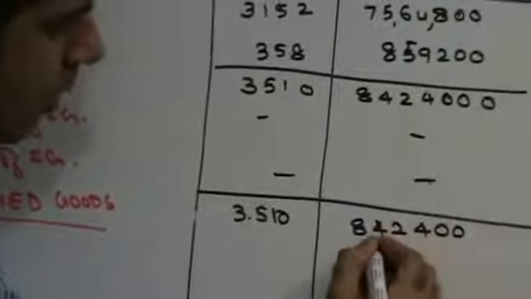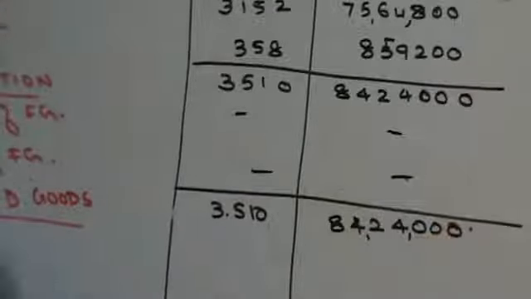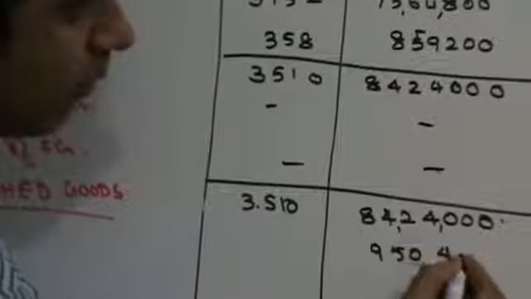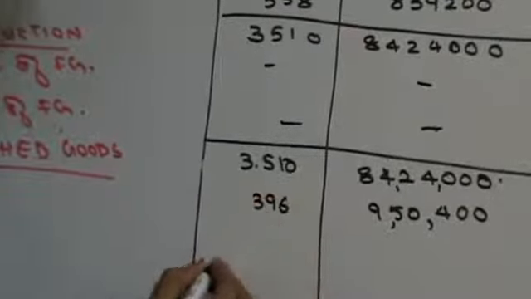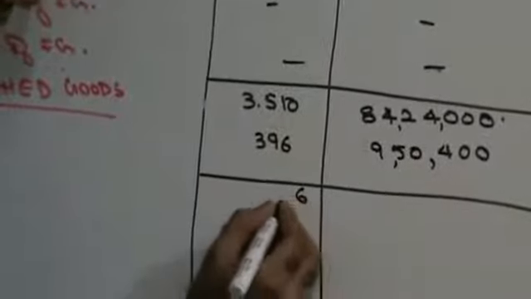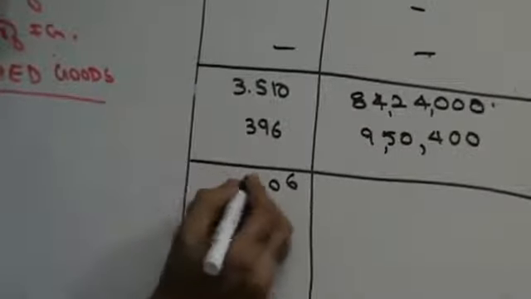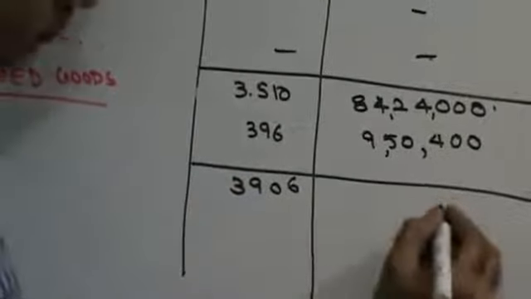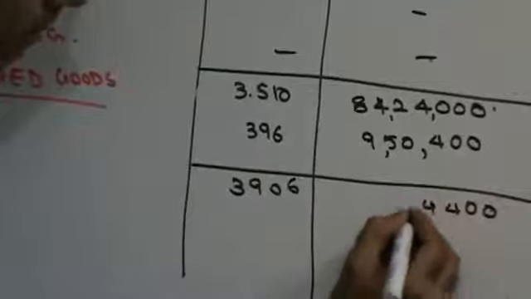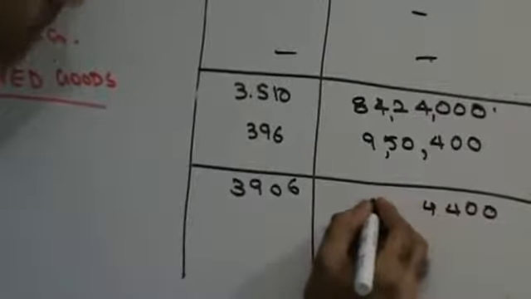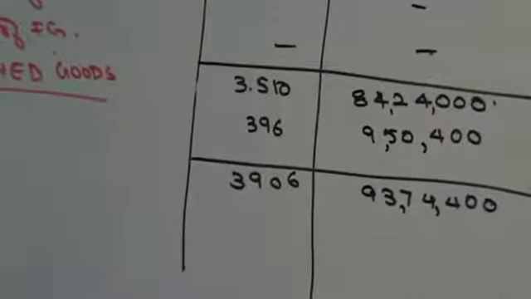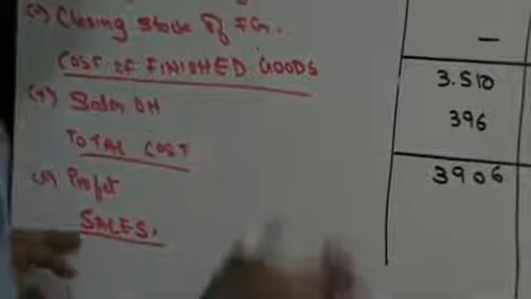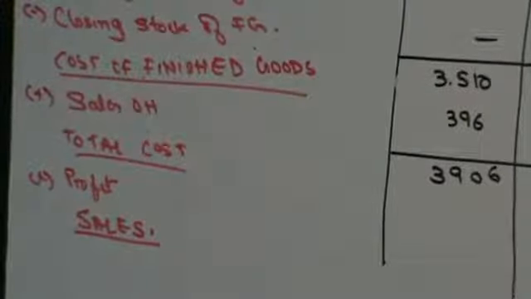84,24,000. Okay. Sales overheads we have already found out is 9,50,400, divided by 2,400 gives 396. So you will get a total cost. Someone please add this. 93,74,400, and this is 3,906. Someone check this also please. Right? Okay.